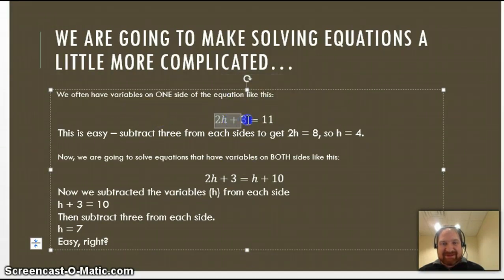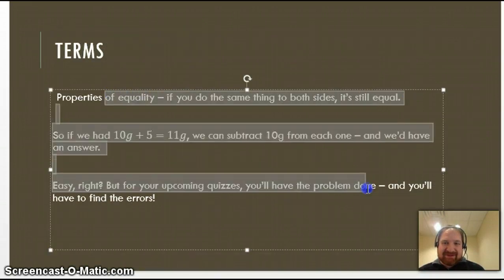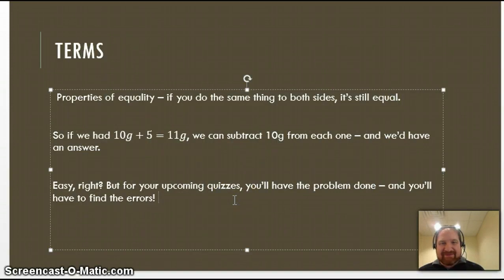You can't say 2h plus 3 equals 5h. It doesn't work like that, because you don't know what h is. So here, we subtract 3 from both sides to do it. 2h equals 8, so h is 4. Uh-oh, what if h is on both sides? Just subtract it down again. So what you do to one side, you must do to the other. Properties of equality is what you're going to have to know.